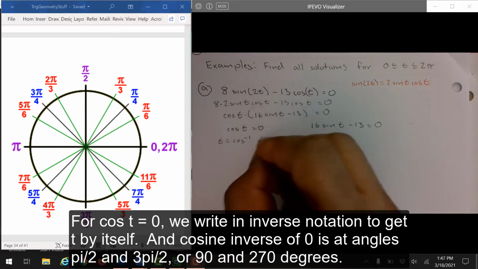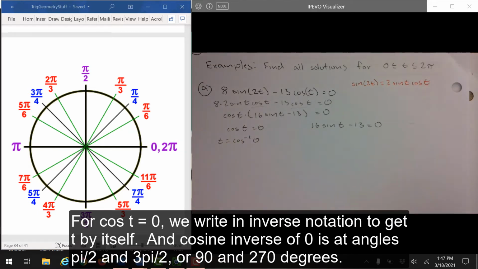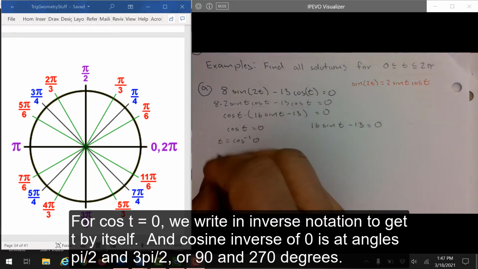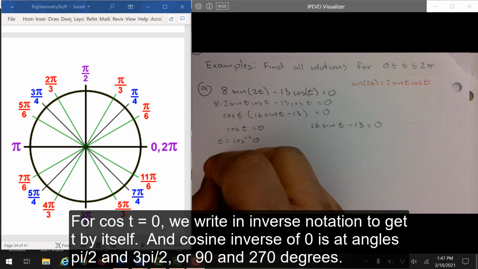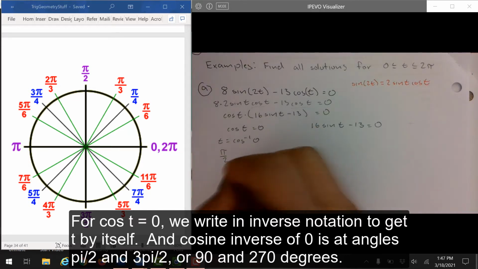For cosine t equals 0, we write in inverse notation to get t by itself. And cosine inverse of 0 is at angles pi over 2 and 3 pi over 2, or 90 degrees and 270 degrees.